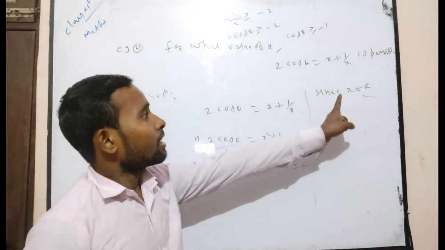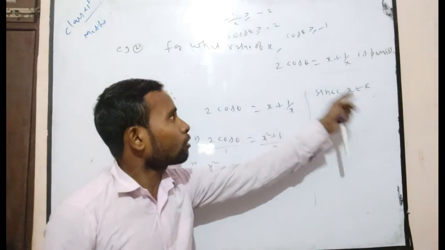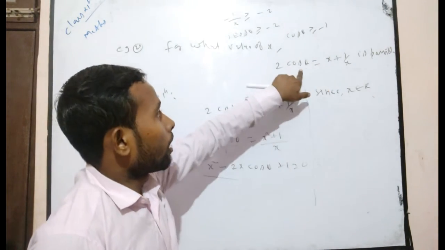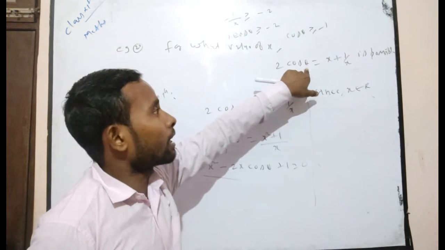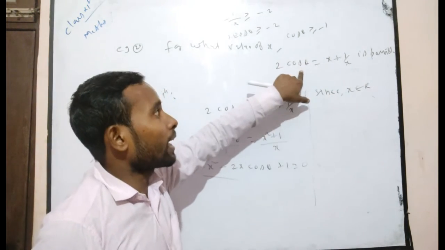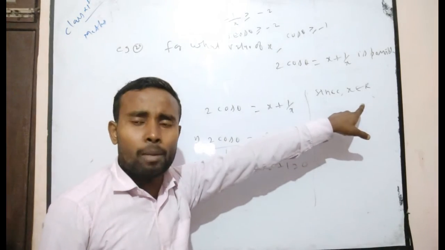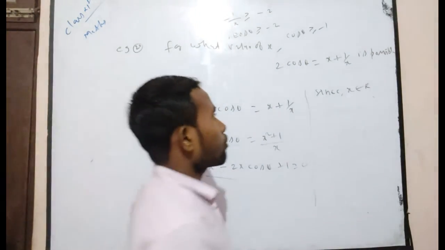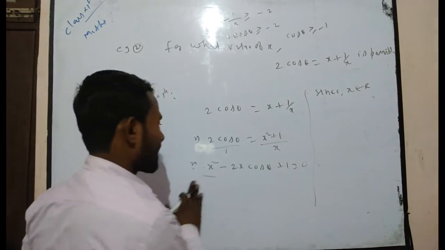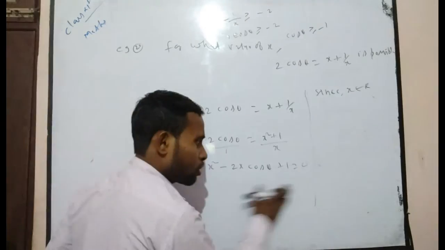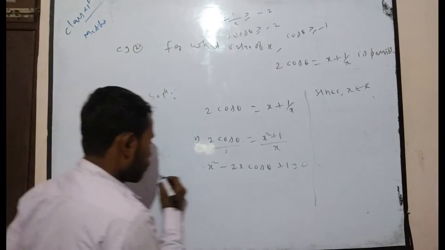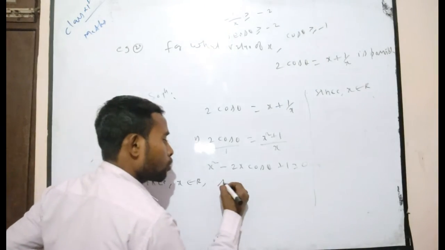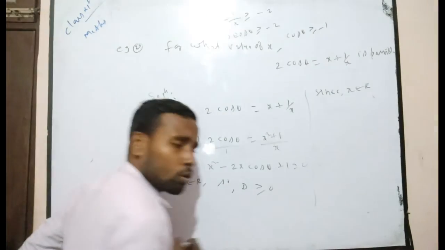Its domain will be all real numbers, because it is a trigonometric function, cos theta, and as you know the domain of cos theta is all real numbers. So you can say that here x belongs to all real numbers. If x belongs to all real numbers, then its roots are real. So since x belongs to all real numbers, its discriminant is greater than or equal to 0.